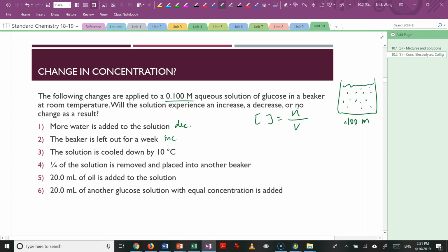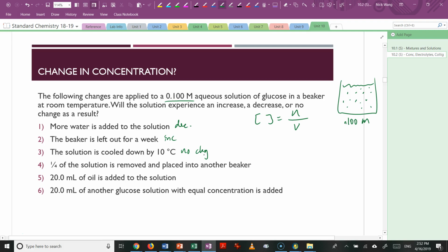The solution is cooled down by 10 degrees Celsius. Now this one can be a little tricky, but cooling it down really shouldn't change a whole lot. Your main response here can really be no change. You're not really changing the amount of volume. If you decrease the temperature a little bit, you can make the argument that sure, you change the volume by some, but it's so negligible that it's practically no change. So I'm going to say for this one, no change.